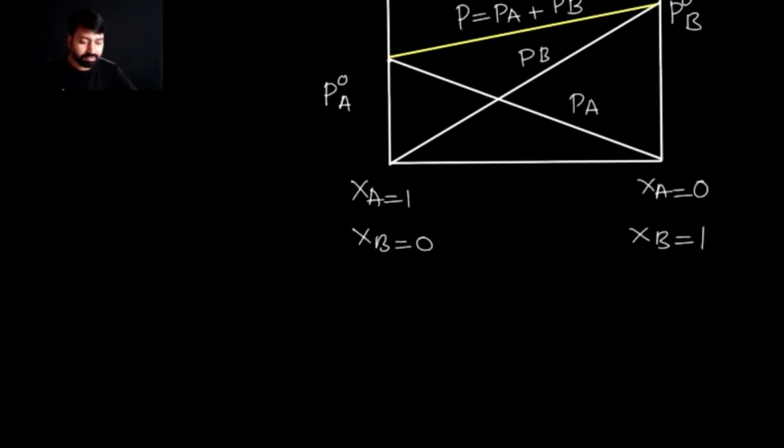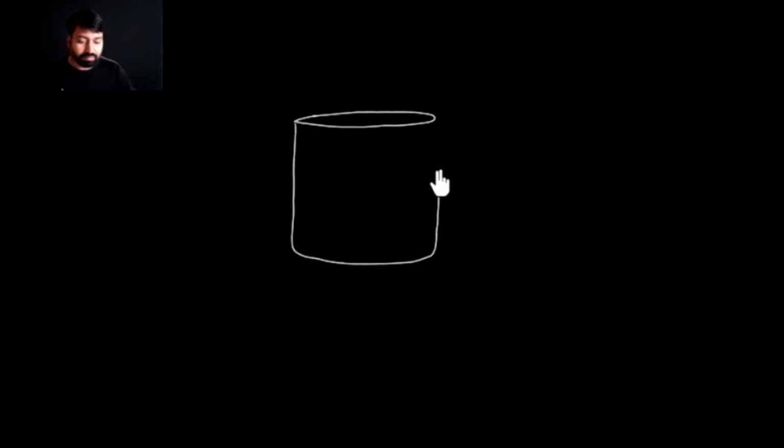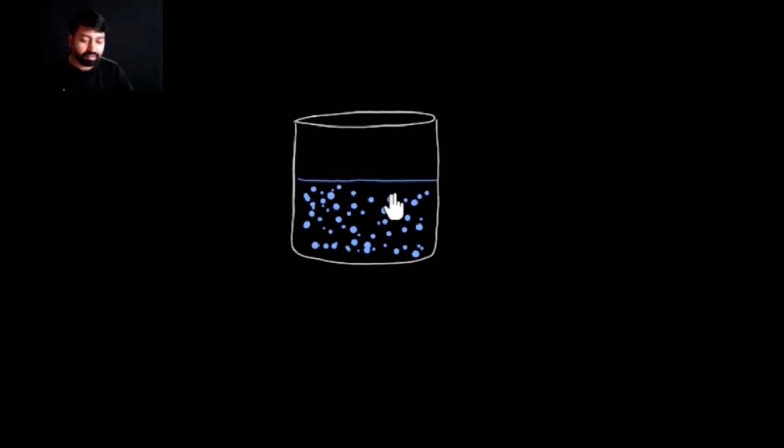Let me take an example. Take a container. We need some sort of container here, and in this container I'm going to fill some amount of volatile liquid. Assume that this is the volatile liquid layer, and in that the molecules are arranged randomly. This is how the molecules are arranged, and these molecules get vaporized, and these are the vapor molecules which are present.